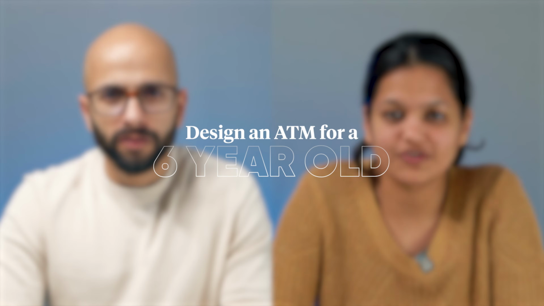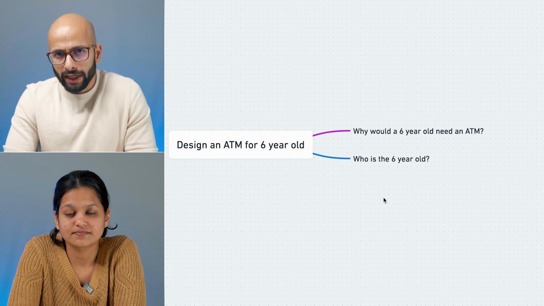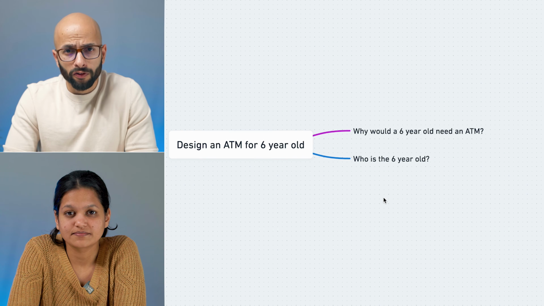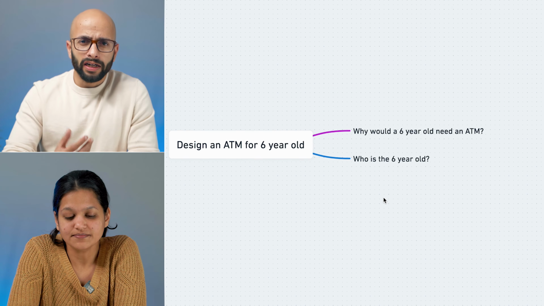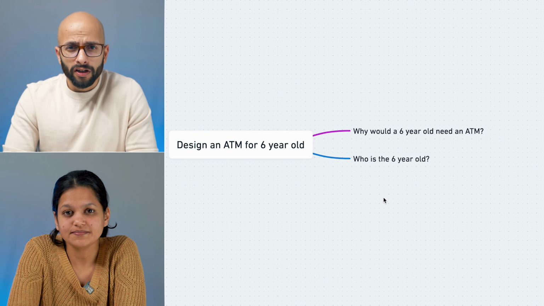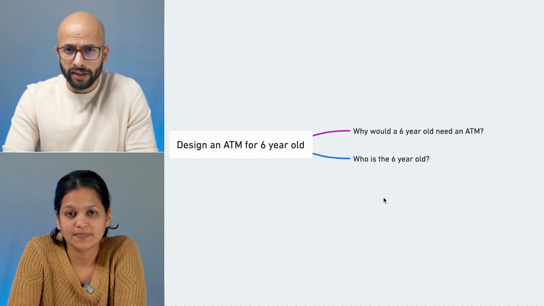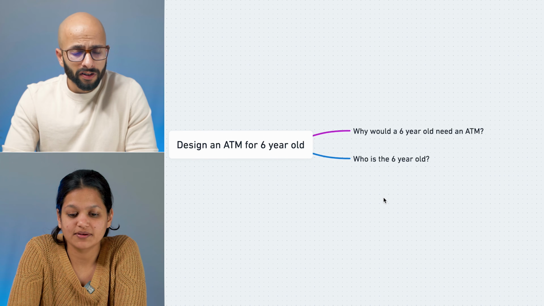Okay, so the problem statement is that you have to design an ATM for a 6-year-old. Interesting. So the top two questions I definitely want to answer before I go ahead are the fundamental need for a 6-year-old, and I also want to really flesh out who the 6-year-old is. So am I open to take assumptions around the geography, the cities, where the 6-year-old is, etc.? Absolutely. You can do that.